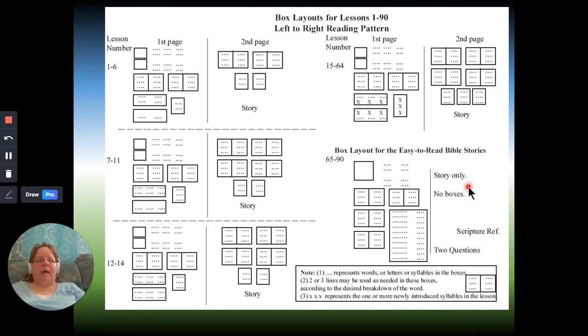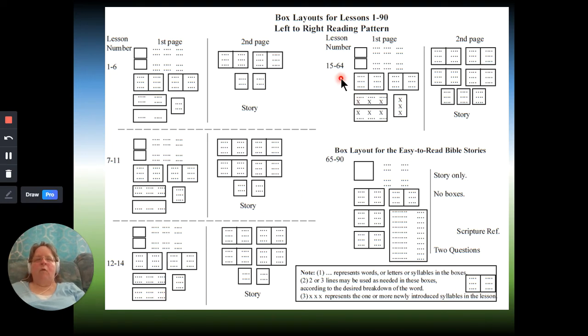Now, in that Appendix E, you will also find, remember, our chart that shows the different things. You can see here the different breakdowns. In lessons 1 to 6, we have very simple boxing. Once again, lessons 7 to 11, we've added another column to our syllable charts here. We added our additional new words. Lessons 12 to 14, we've added another row of syllables to box 5.